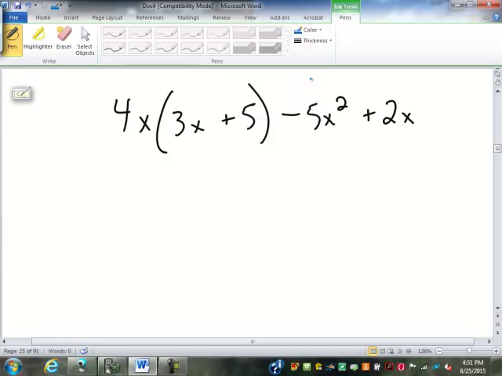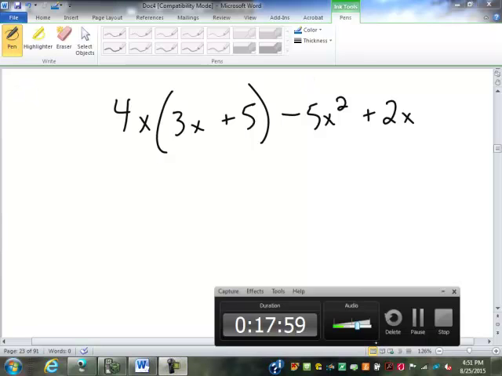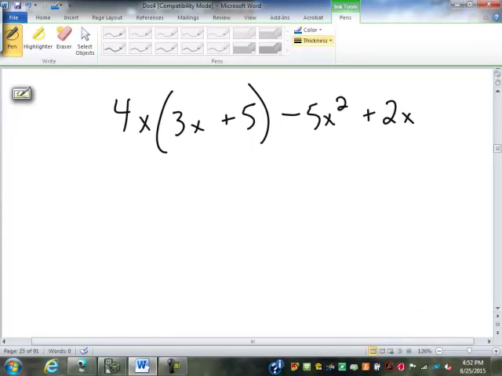Let's look at this one. I'll give you guys a second to give that a shot, and then we'll talk about it. Where do we start? We're going to multiply. Good. Perfect. So we're going to multiply through the parentheses. So we have the 4x times 3x plus 5. So we start out with 4x times 3x, which is 12x squared.